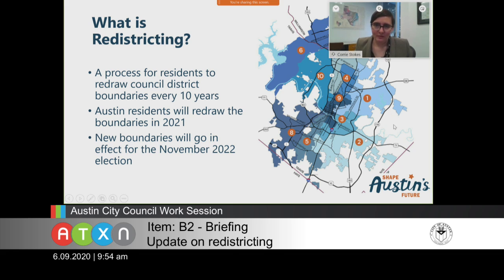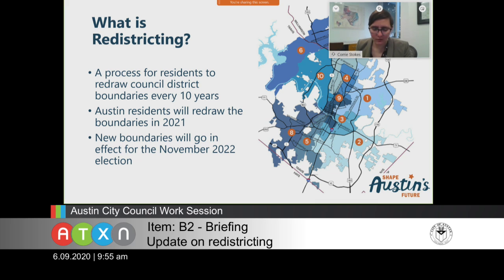So I know you as council members and many folks within the city know what redistricting is, but just for the public, redistricting is a voter design process where we redraw council district boundaries based on new census data. That's the census data being collected now and available in early 2021. These boundaries shape how residents are represented for the next decade, because this only happens once every 10 years.